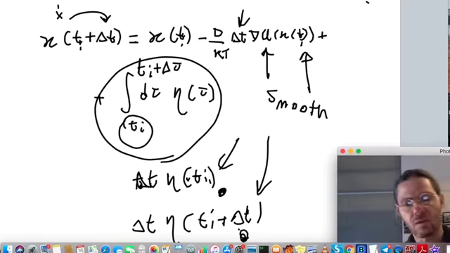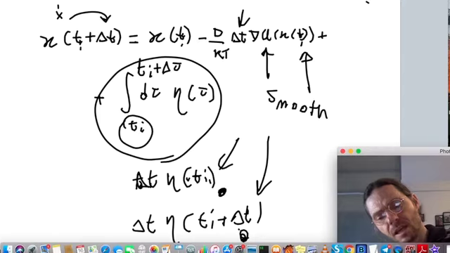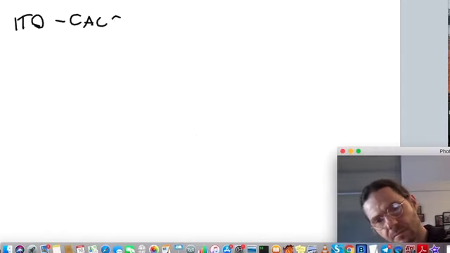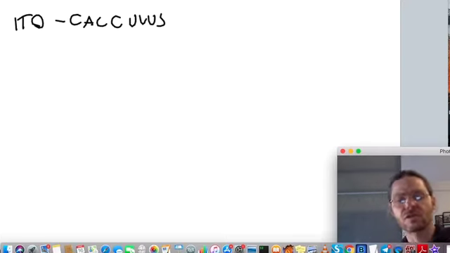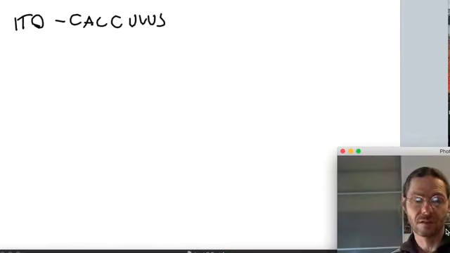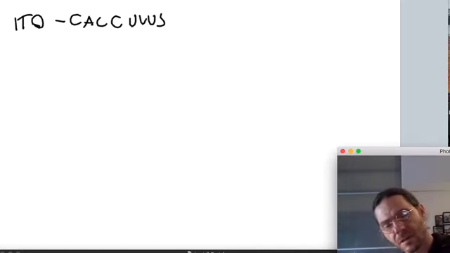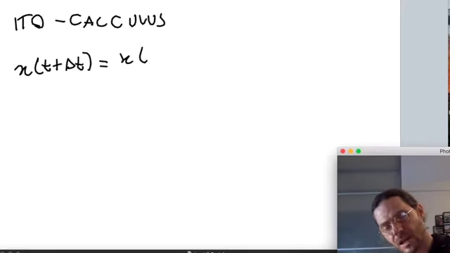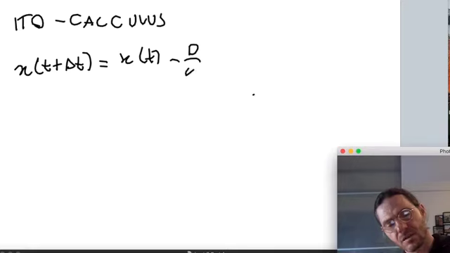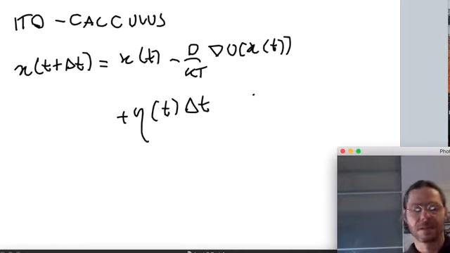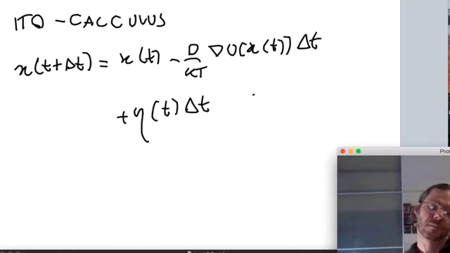So in particular, in this course, we use what is called the Ito calculus. And the Ito calculus is one in which you discretize by evaluating the stochastic function, the stochastic noise, at the initial time. So my function x of t plus delta t is equal to x of t, negative D over kT grad U of x of t delta t, plus eta of t delta t.